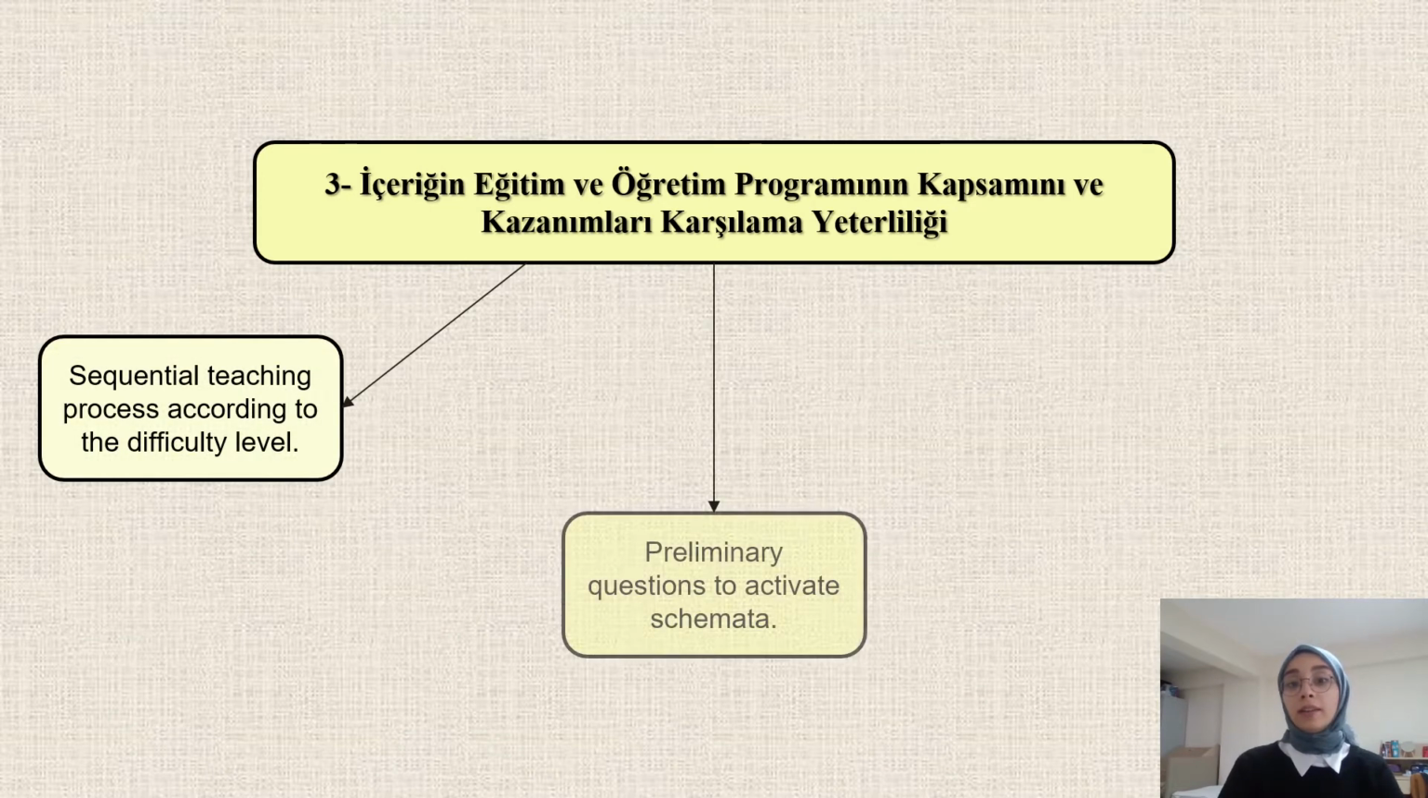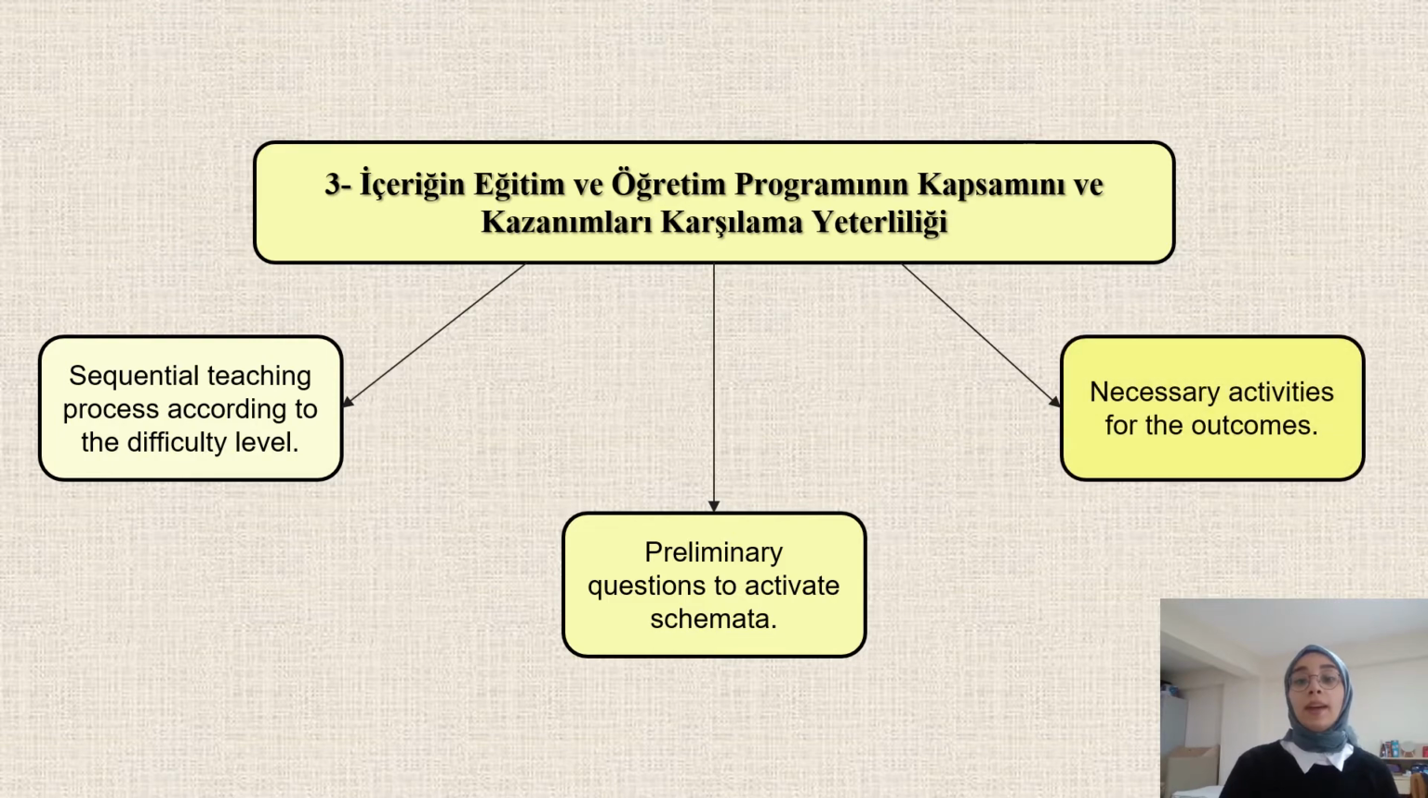In the third criterion, it is said that there should be a certain order when it comes to the teaching process, which means that firstly easier activities or information should be given, and then the harder ones. Also, before each new unit, there should be preliminary questions to make students familiar with the upcoming activities or topics. So the aim here is to activate the schemata of the learners, and all the activities should be just necessary. There is no room for unnecessary activities.